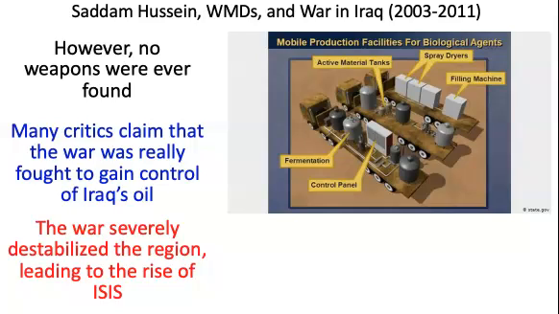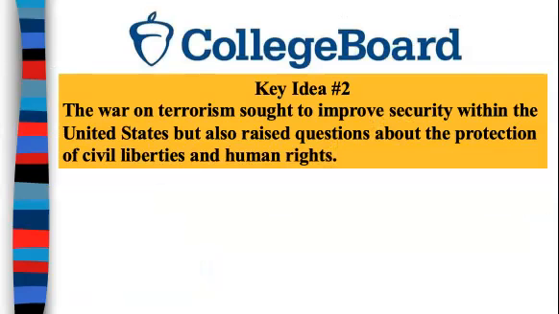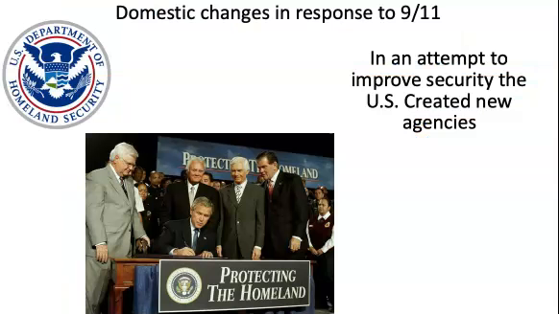This leads us to key idea number two. The war on terrorism sought to improve security within the United States, but it also raised questions about the protection of civil liberties and human rights. Now, within the United States, we did see several domestic changes as a result of 9/11, and most of these were designed to try and protect us against a future terrorist attack.